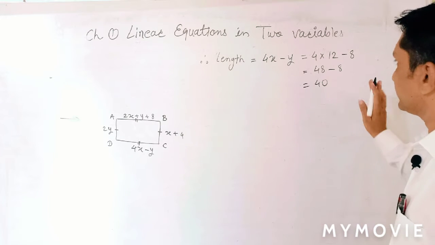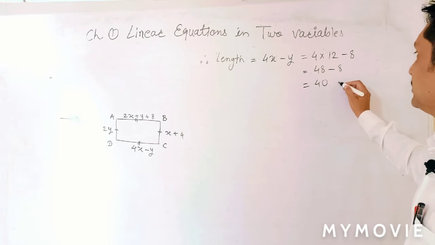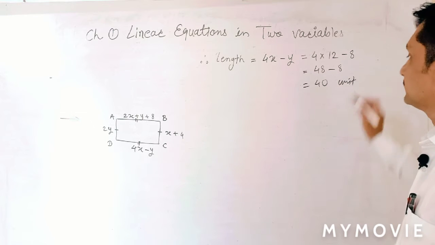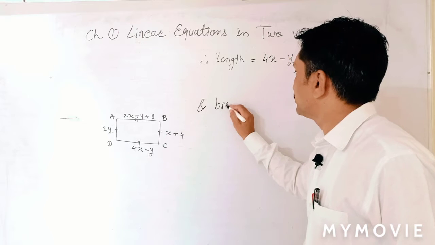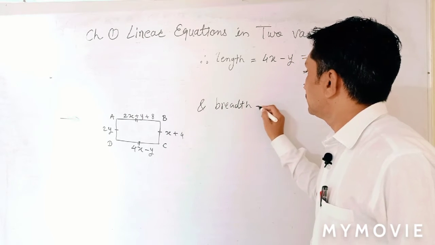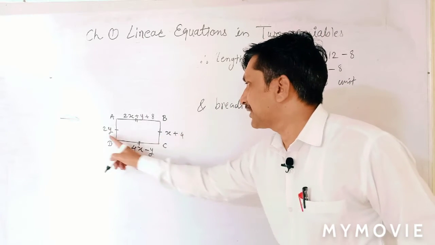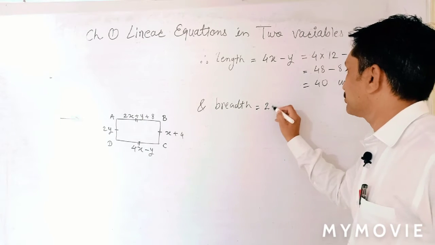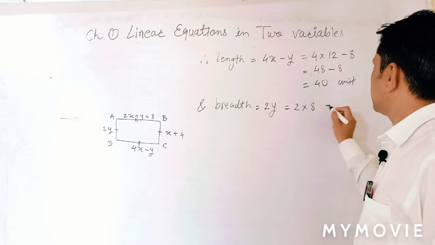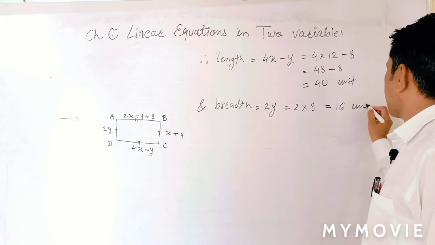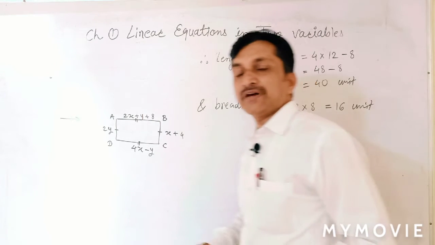Unit is not given, that's why no need to write. If you want to give, write unit only. Okay, this is the length. And breadth is equal to, breadth is this or this, you can take any. I take this for easy calculation. 2 multiplied by the y value, 8, means 16 units. We got the length and breadth values.